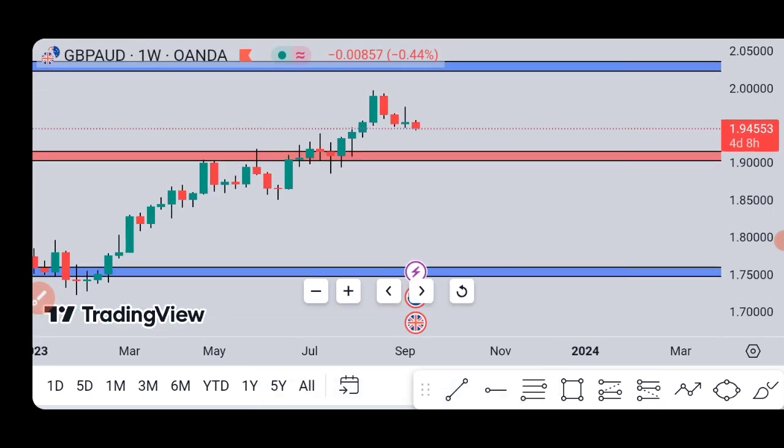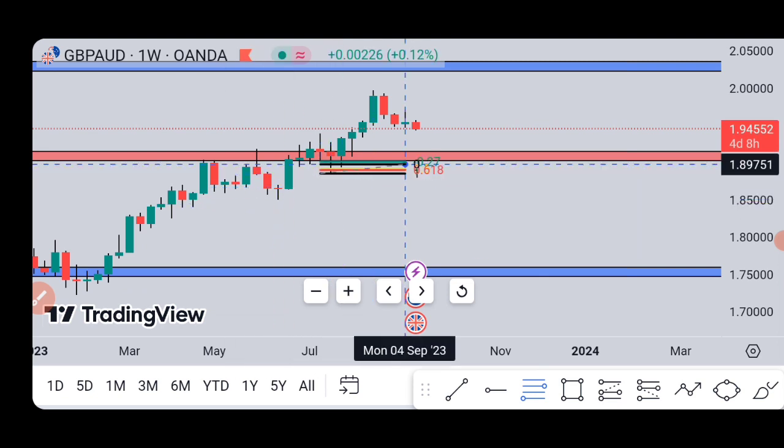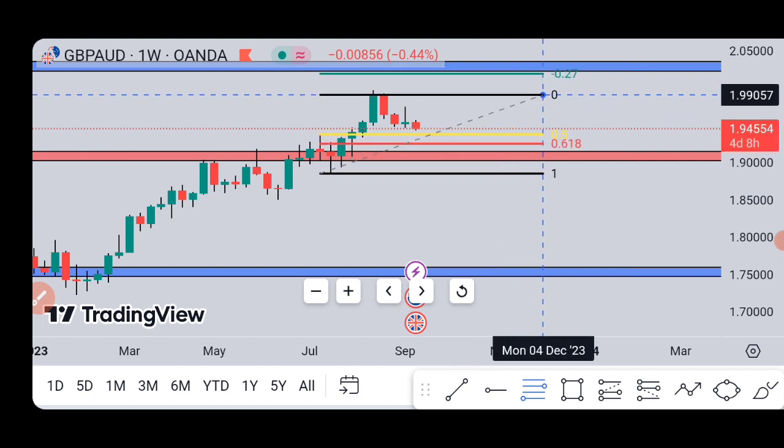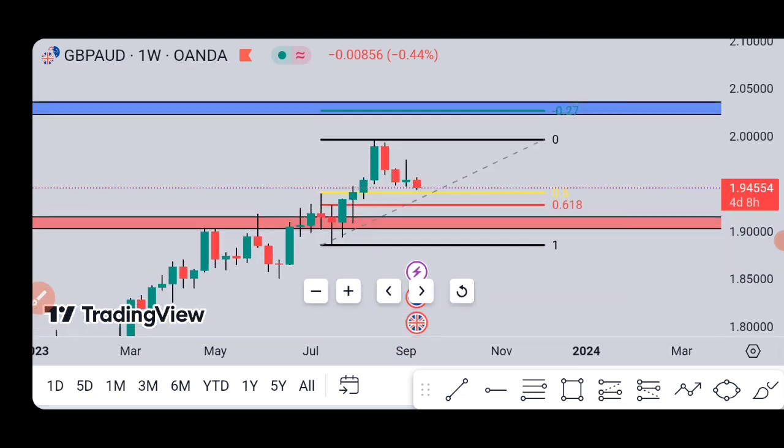This is very simple to analyze. This is my low, this is my high. From low to high, take my Fibonacci from the low to high. Then this market has now retraced to 50% Fibonacci.